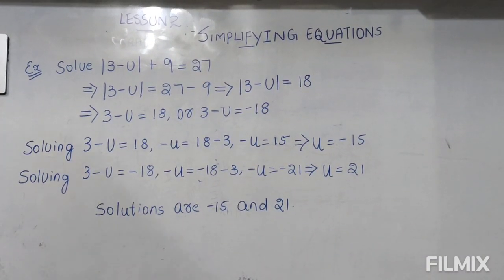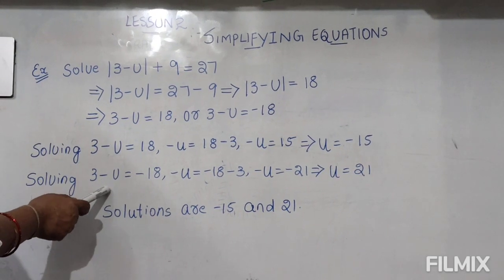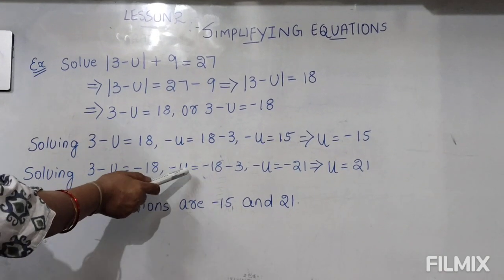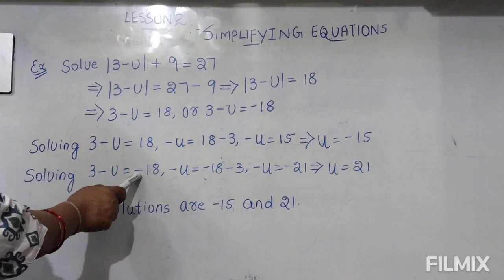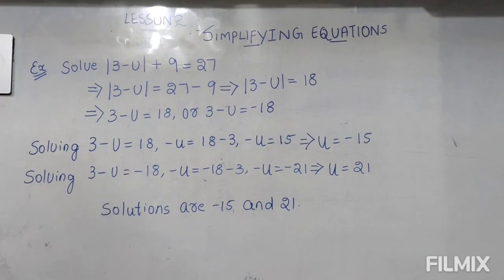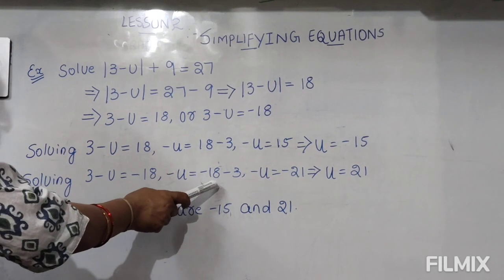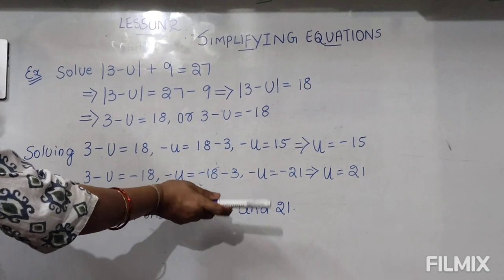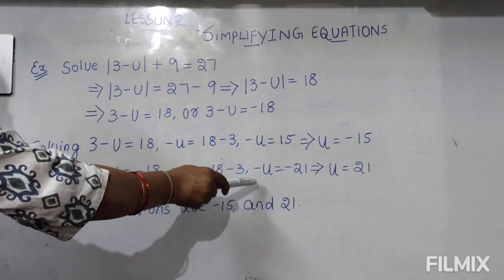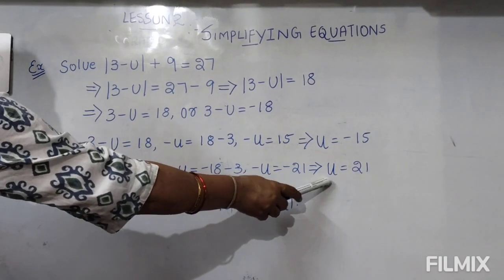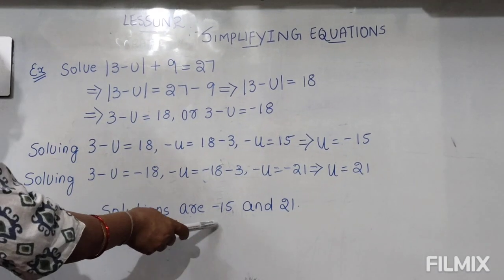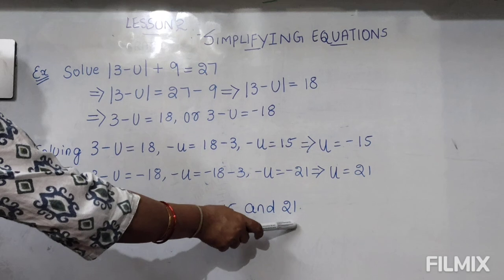One answer, one solution. One more thing, 3 minus u is equal to minus 18. Minus u is equal to minus 18 minus 3. Once again, transposing towards the right hand side, that is minus 18 minus 3. Minus u is equal to minus 21. Remove these negative signs, you will get u is equal to 21. Therefore, the solutions are minus 15 and 21.